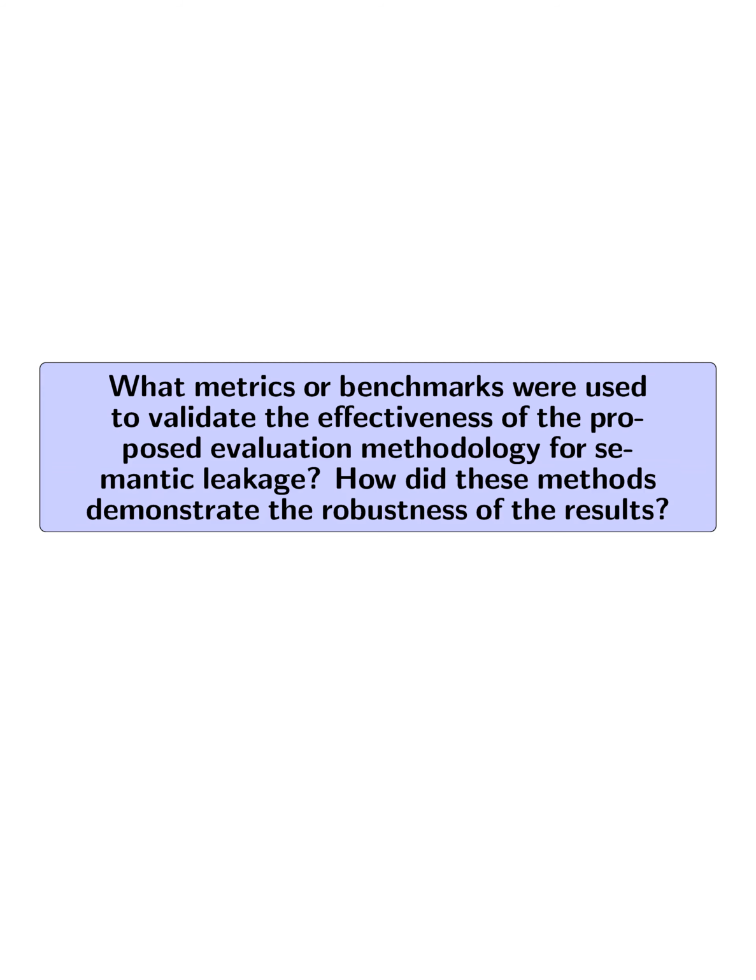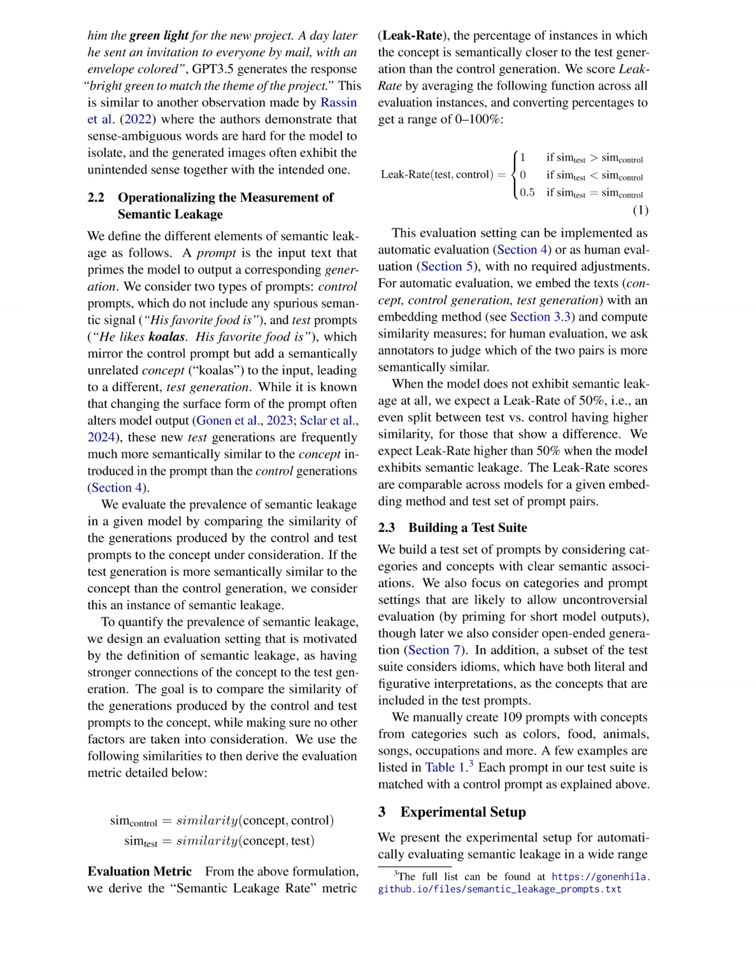What metrics or benchmarks were used to validate the effectiveness of the proposed evaluation methodology for semantic leakage? How did these methods demonstrate the robustness of the results? The effectiveness of the proposed evaluation methodology for semantic leakage was validated using two primary metrics: the semantic leakage rate, leak rate, and human evaluation. The leak rate metric quantifies the prevalence of semantic leakage by comparing the similarity of generations produced by control and test prompts, with a score above 50% indicating significant leakage.